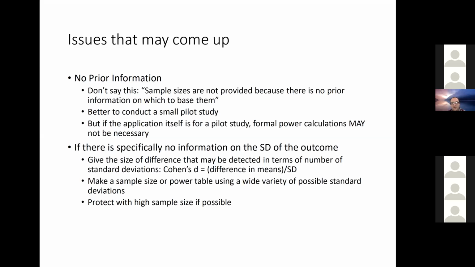If there's specifically no information on the standard deviation of the outcome, then again, this is kind of what I was just talking about. You can use the Cohen's d, right? Because that's in units of standard deviations of the outcome. So another thing you can do, based on that, is to make a table, assuming a wide variety of possible standard deviations. And that'll be, again, a linear function of Cohen's d.